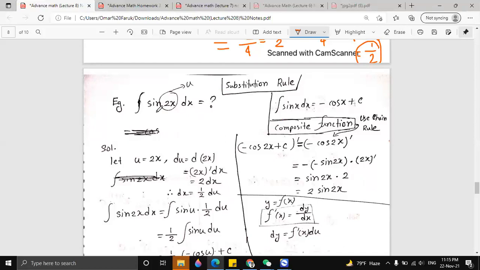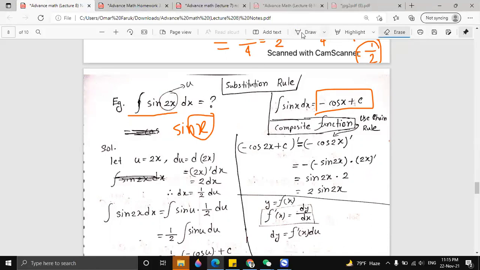Okay, no problem. So we have integration of sine 2x. We already know that integration of sine x equals, sorry, minus cos x plus c. It is very simple, but here we don't have x. Here we have 2x. So that's why we have two functions here.